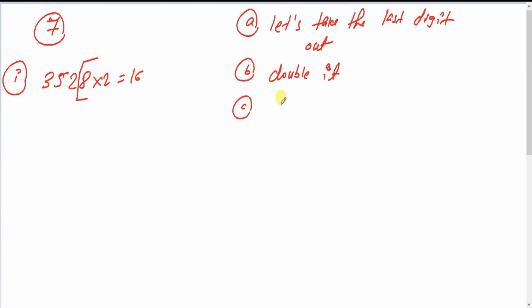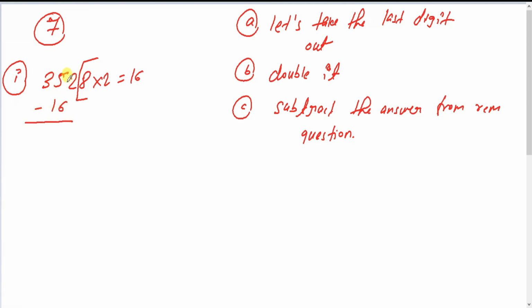Now the third step is to subtract the answer from the remaining number. So what is the remaining number? 352. Now we have to subtract 16 from 352. We have to take a borrow. This is 4 and this is 12. 12 minus 6 is 6, 4 minus 1 is 3, and the answer is 336.